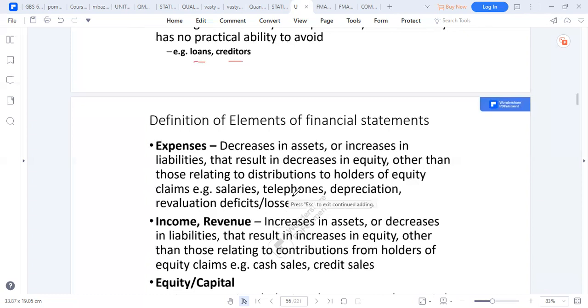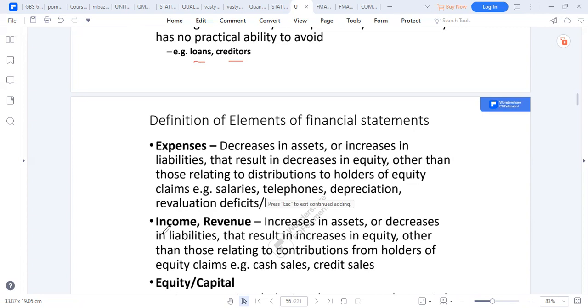Okay, so an increase in liabilities means expenses have gone up. We also have income and revenue. So the increase in income means an increase in what? Assets. A decrease in liability means a decrease in income.